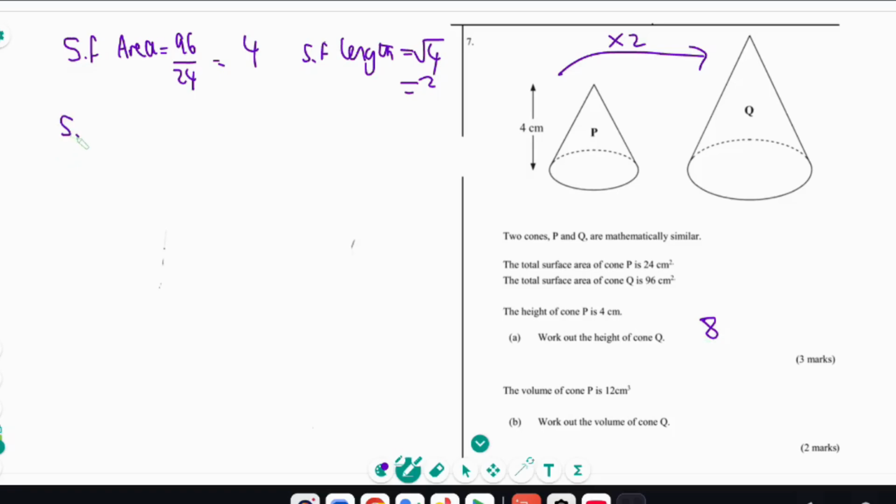We want a scale factor for volume for the next part. So we need to cube the scale factor for length, which is 2 cubed, 8. So the volume of P is 12, but let's times that by 8 to get the volume of Q, 96.